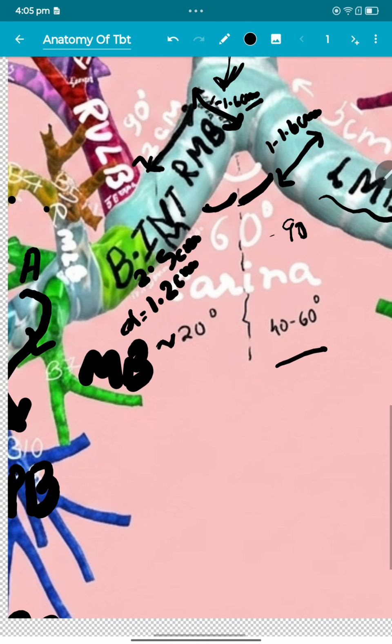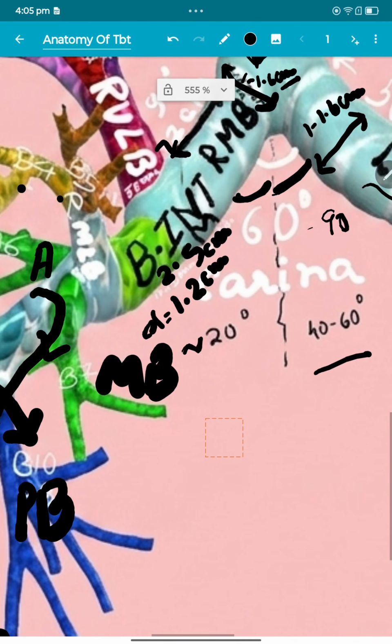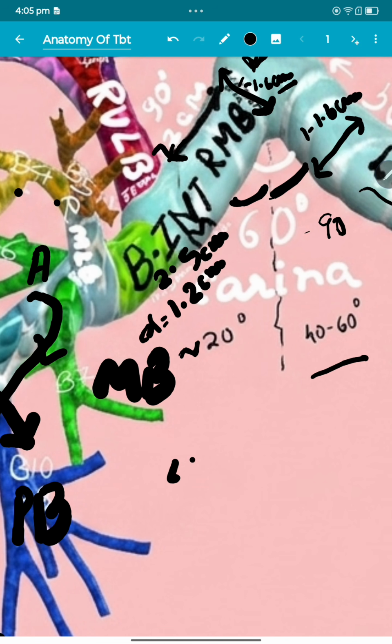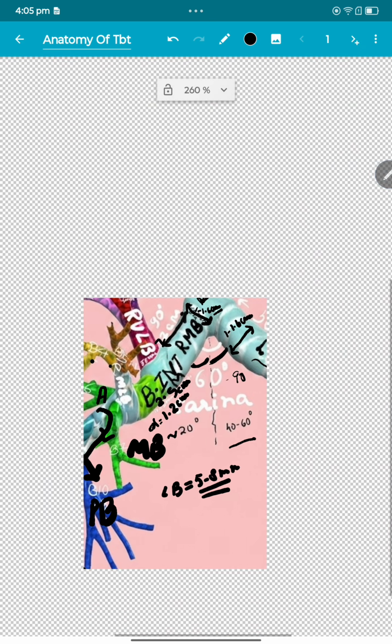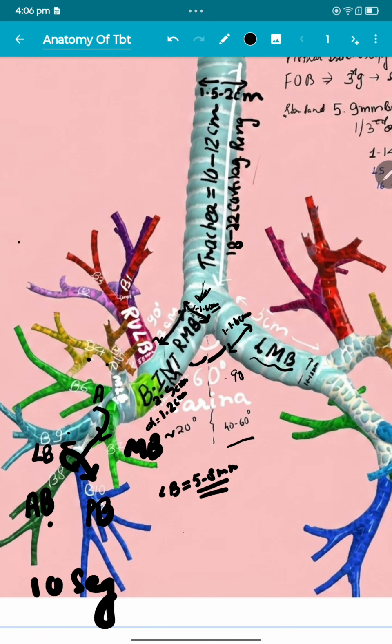Now the lobar bronchus. These are the lobar bronchus: upper lobe, middle lobe and lower lobe. The diameter of the lobar bronchus is approximately 5 to 8 mm. Then you have the segmental bronchus, and the diameter of the segmental bronchus is 4 mm.